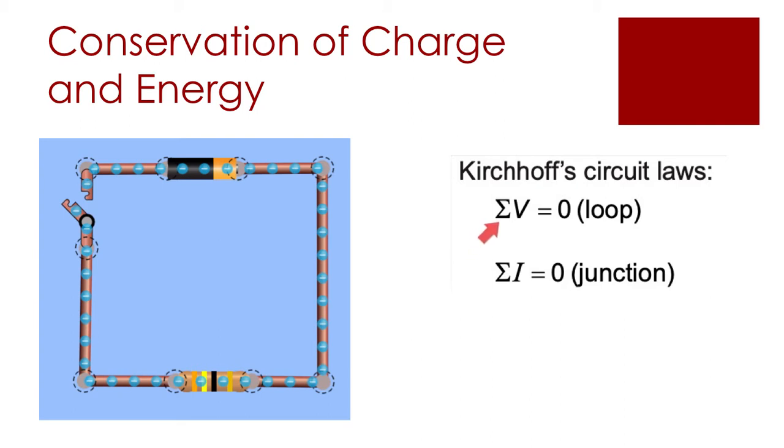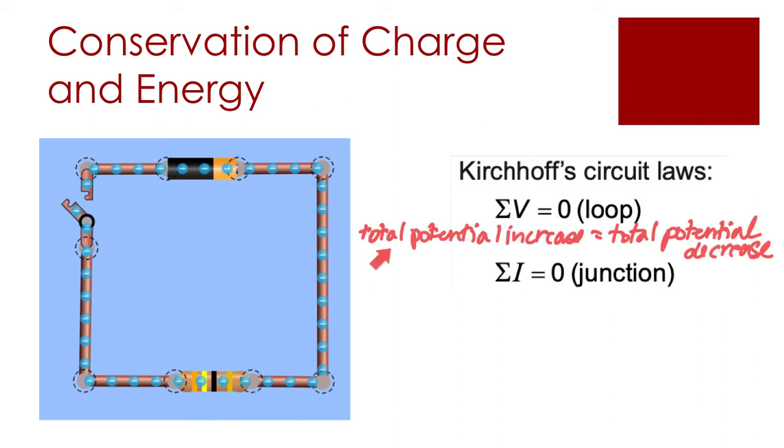In this case, it says the sum of the voltage or potential difference equals 0 in a loop. Well, I have another way of thinking about this. I like to say the total potential increase equals the total potential decrease. In other words, if I have 5 positive, and I have 5 negative, and I add them together, I get 0.